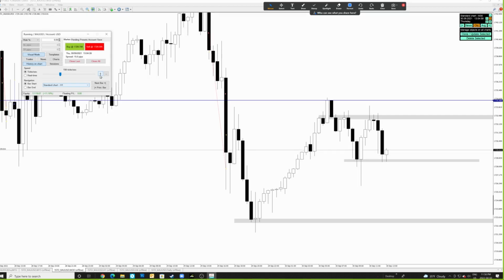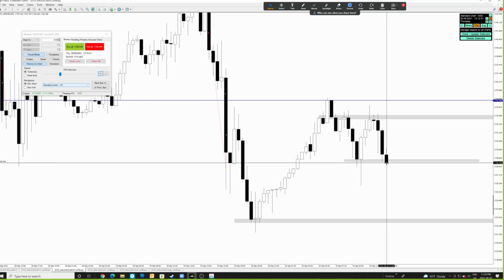Because this is a rejection area right here. Maybe an impulse entry. Oh, right here. An impulse entry that we can take for price to continue down. What do you guys think about this impulse entry right here to fill this wick? We're breaking below support with a possible impulse entry situation happening here.